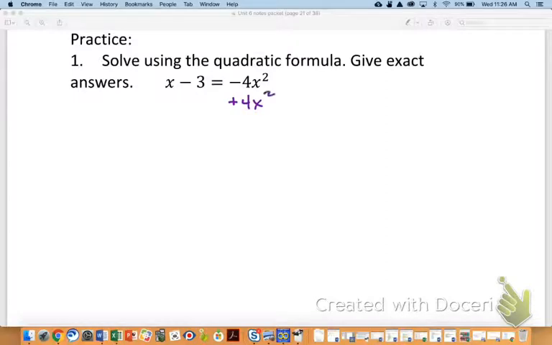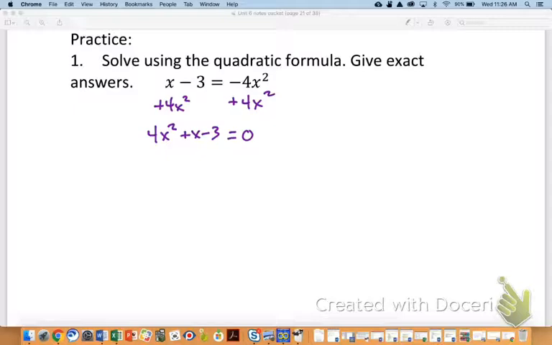And so when I do that, I get this: 4x squared plus x minus 3 equals 0. Please don't lose the equal sign. It's frozen, so this will be a lot easier to see. Please don't lose the equal sign when you do this. It should be equal to 0.